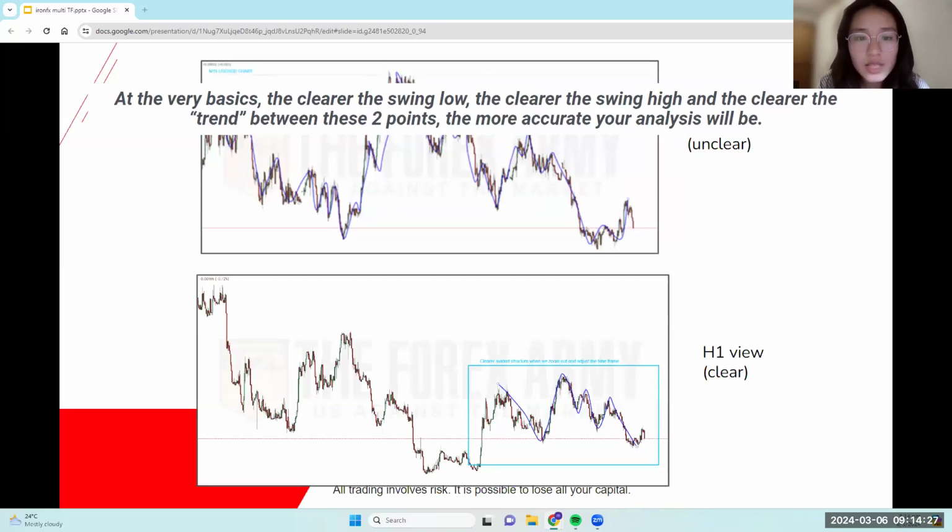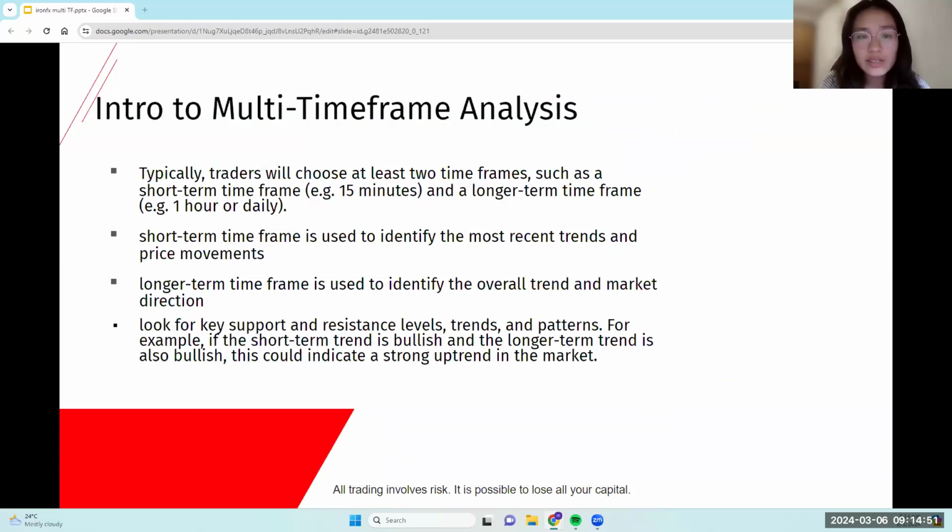Okay, so now let's look into a brief intro to multi-time frame analysis. We've gone through what you should look out for and how you can adjust your time frames so that your charts appear clearer. So let's look at what other things you can use with your multi-time frame analysis. It basically involves analyzing the market from multiple time frames, and it can help a beginner trader get a better understanding of the market and make more informed trading decisions.